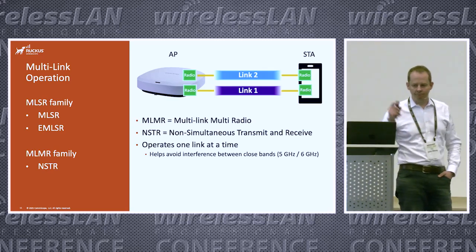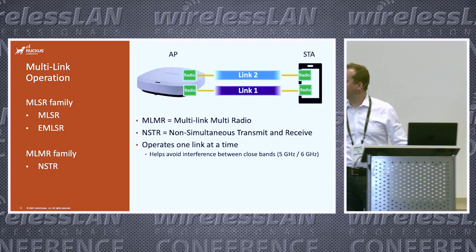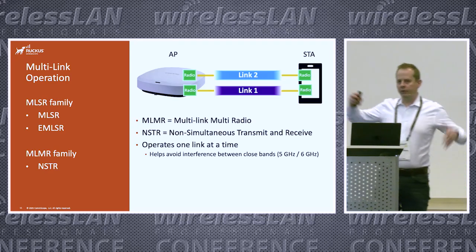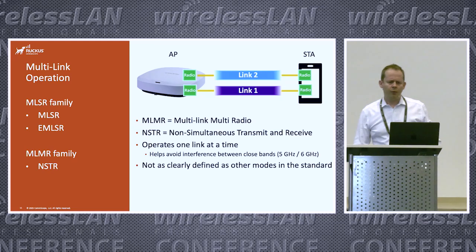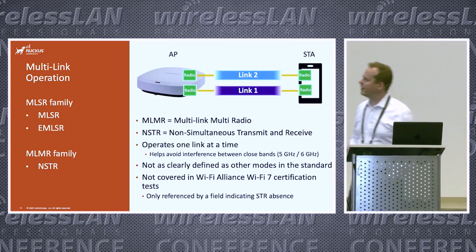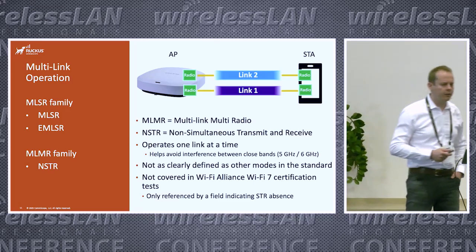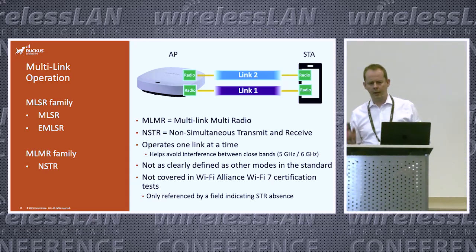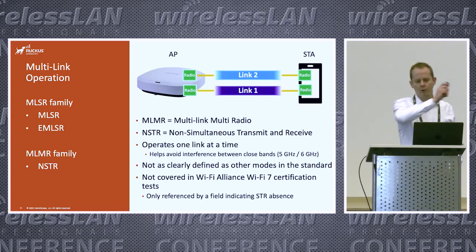It is mostly used, defined at the beginning, for when you have to communicate across 5 and 6 GHz, because you could have interference between the two if the physical isolation is not good enough. It's also one of the modes which is not as well defined as the other one in the standards. And in the Wi-Fi 7 certification test, the place where you stamp a device as Wi-Fi 7 compliant, there is no specific test for this mode. The only reference is a field indicating that STR is not supported if it's on. And we're going to see that a bit later.